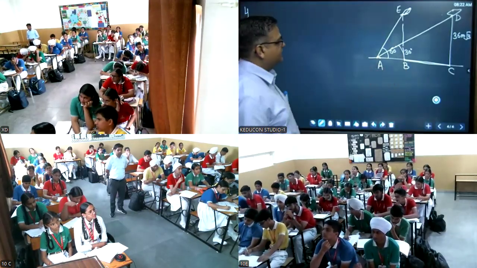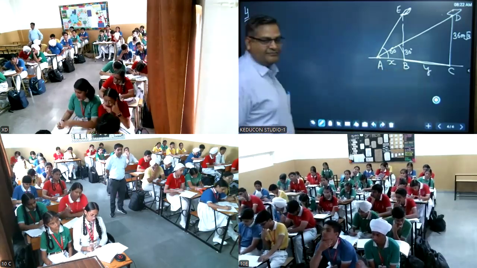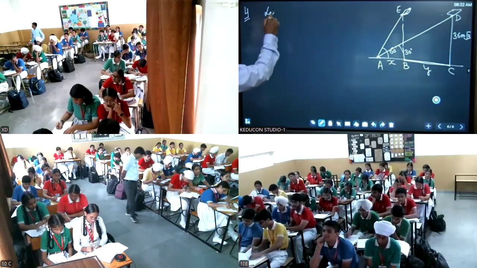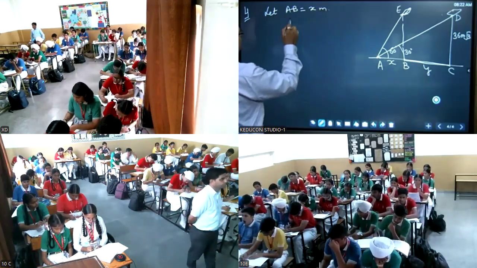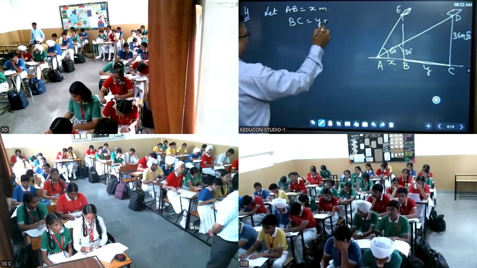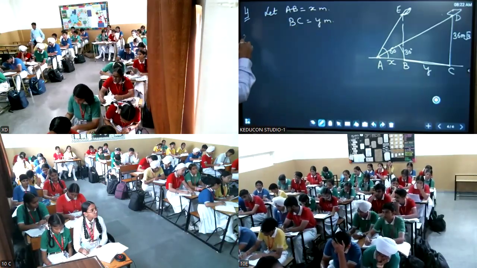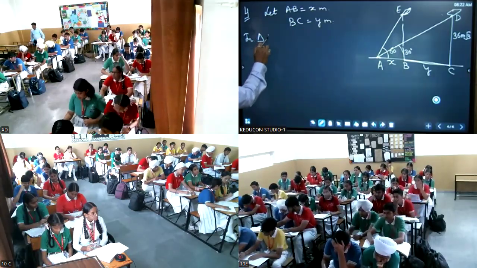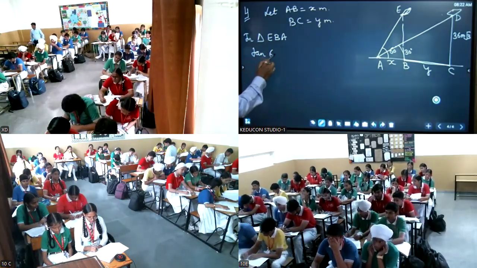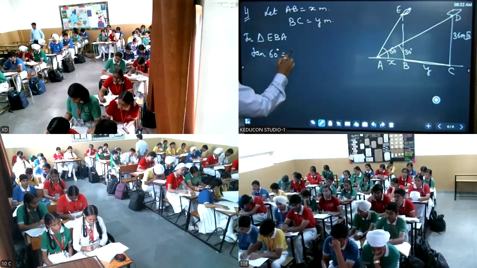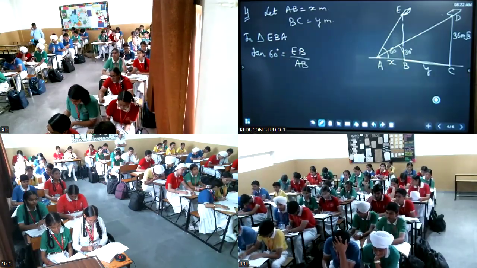What is the speed? Let's say AB is X and BC is Y. Let AB be X meters and BC be Y meters. So we have to find BC. So now in triangle EBA, tan 60 degree will be equal to EB over AB. What is the value of tan 60, bachcho?